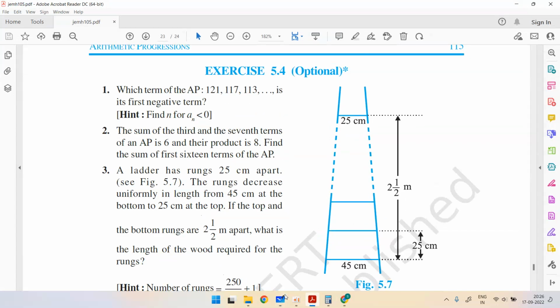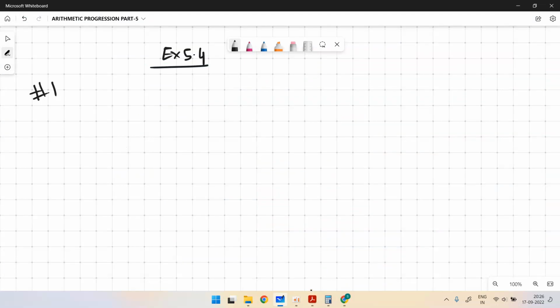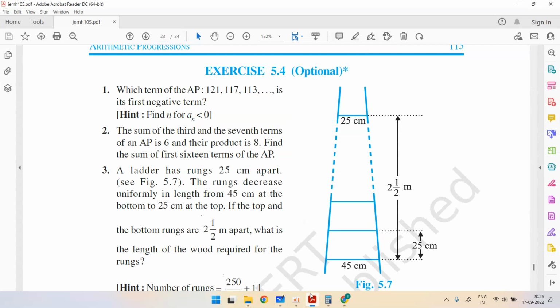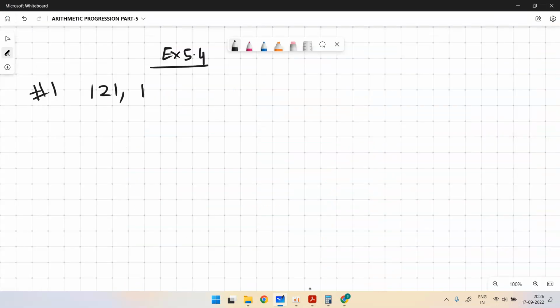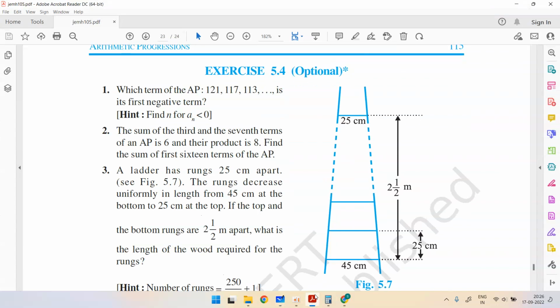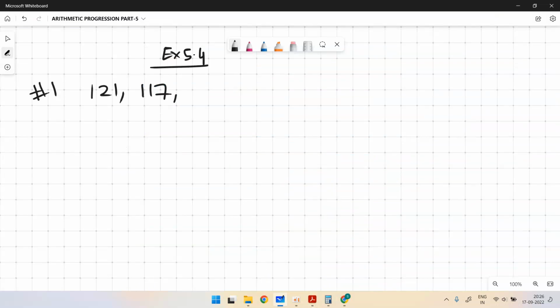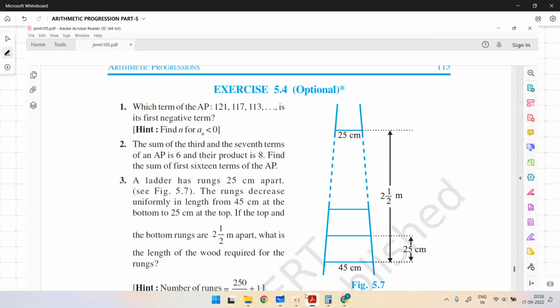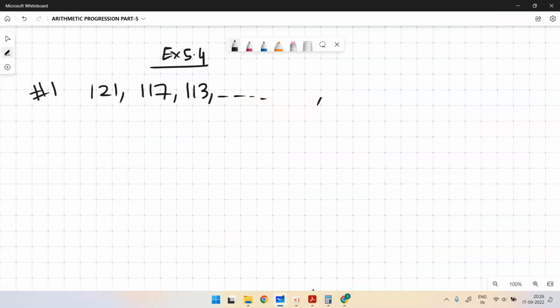It is given that the AP is 121, then the next is 117, then 113, and so on. Find the value of n for which a_n is the first negative term.